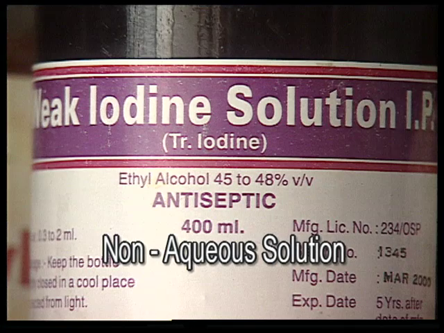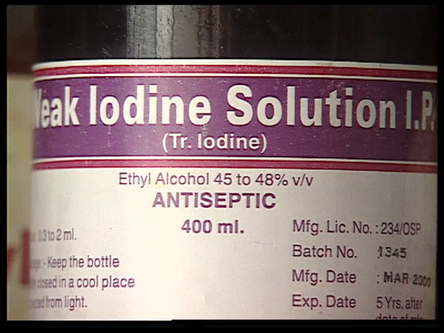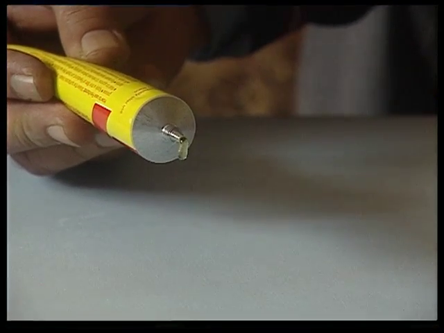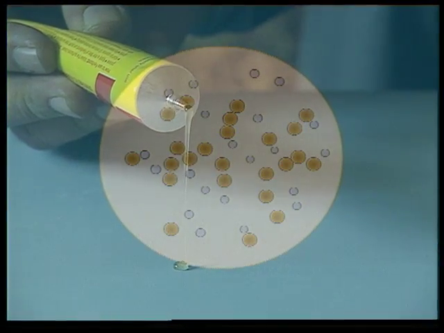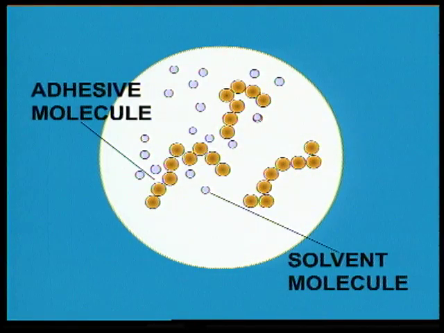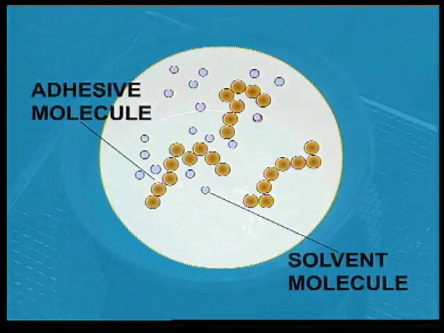This is iodine dissolved in alcohol. Tincture of iodine is commonly used as a medicine. Some types of glue are dissolved in an organic solvent like acetone. When the solvent evaporates and the glue dries, it leaves behind a sticky solid that binds the surfaces together.